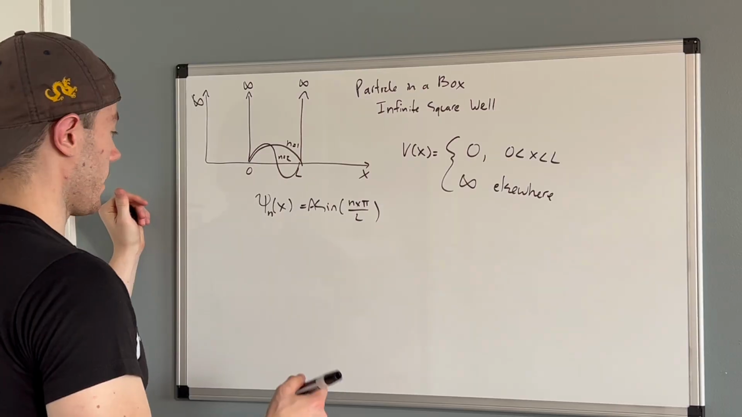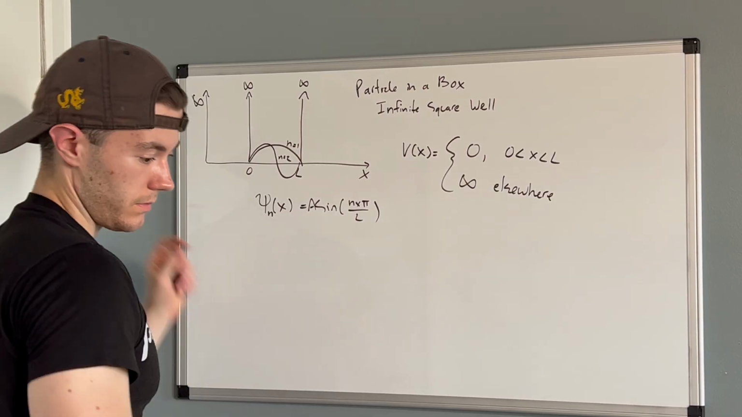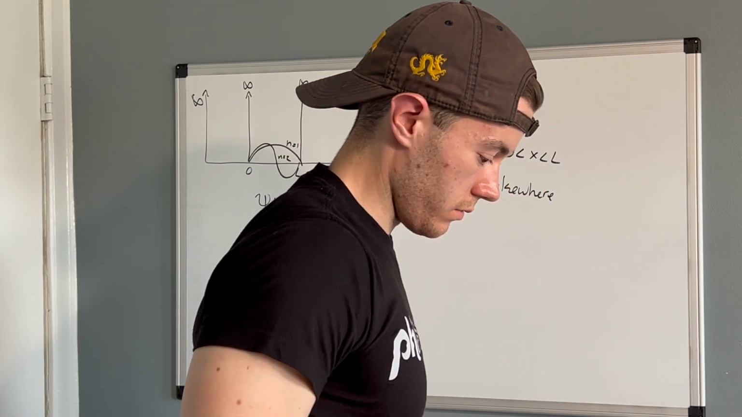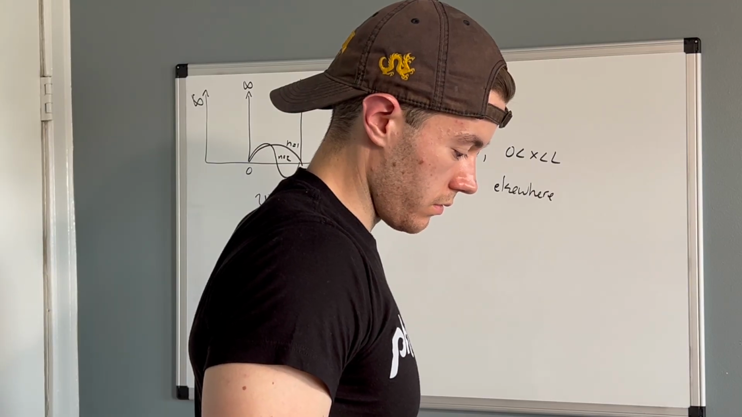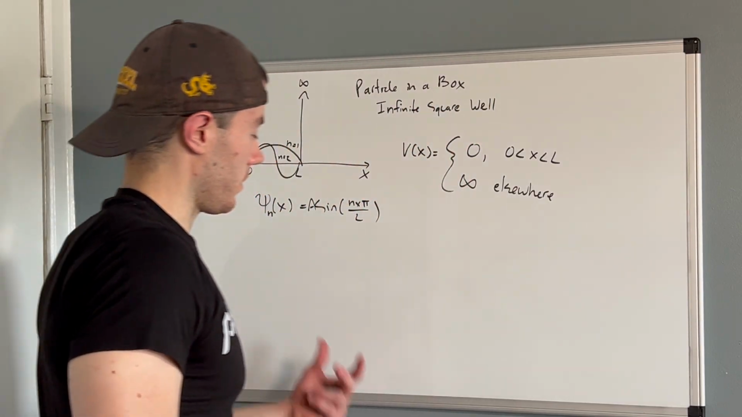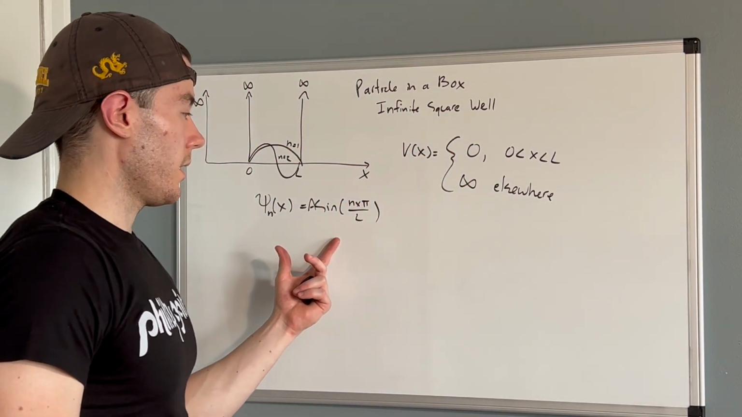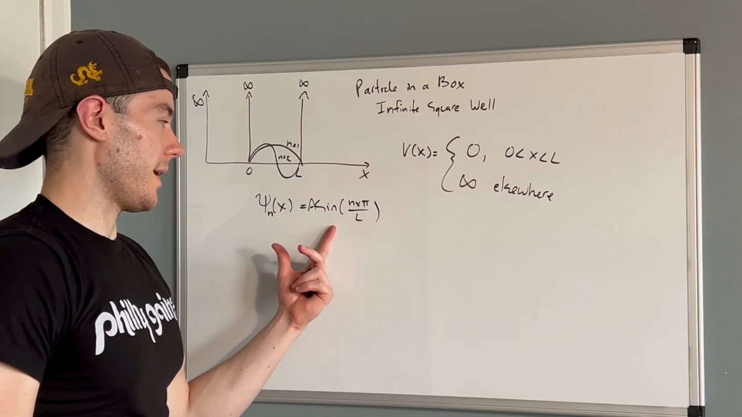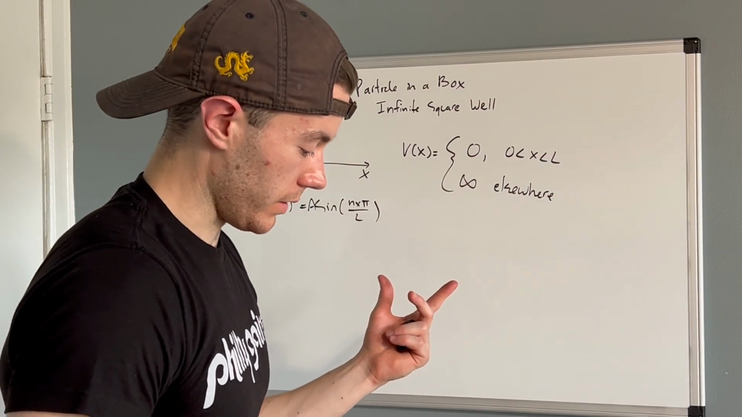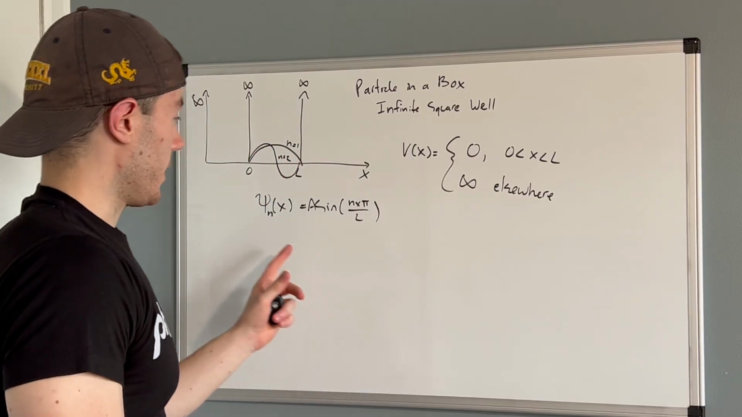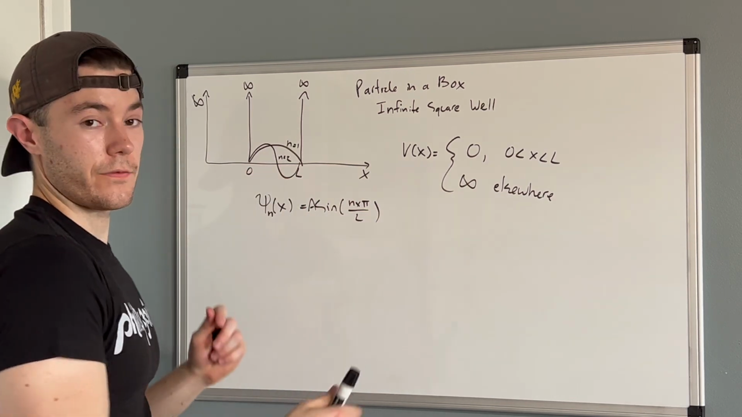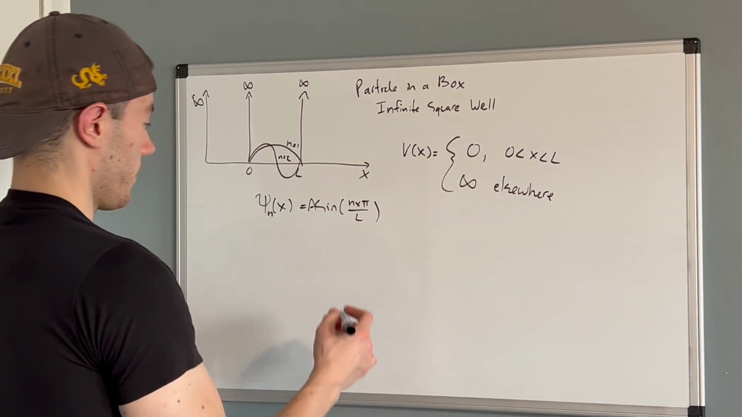We still need to figure out what A is. The problem asks us to first find the corresponding energy levels, then to normalize the wave function, and then to find the probability that the particle is between 0 and L over 3. So what's the probability that the particle is in the leftmost third of the box? But first we've got to solve for E.